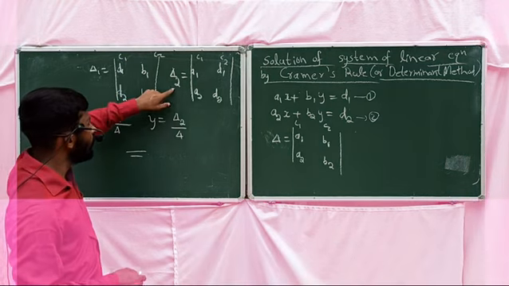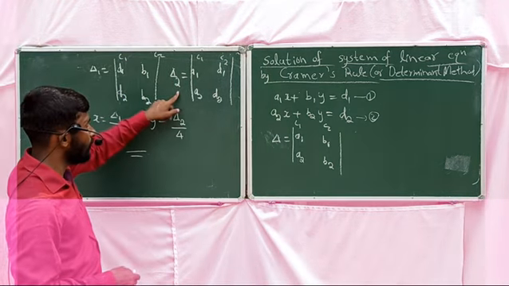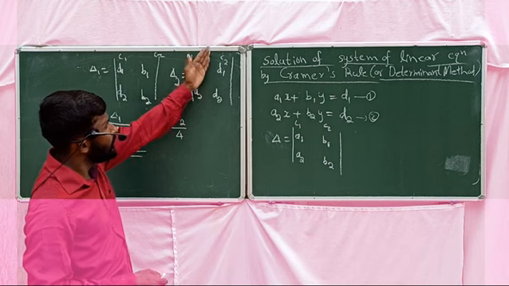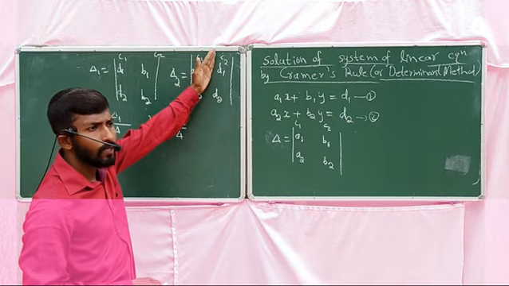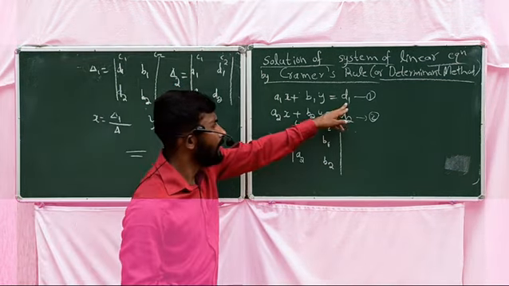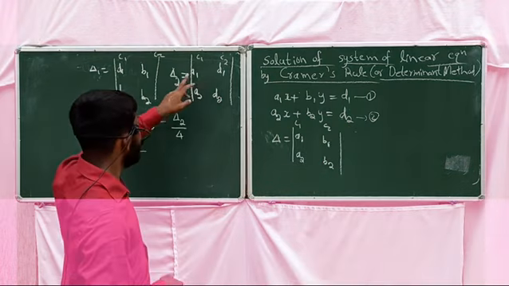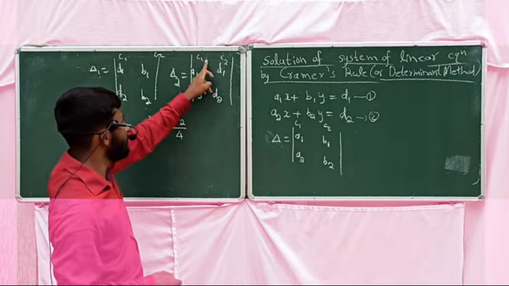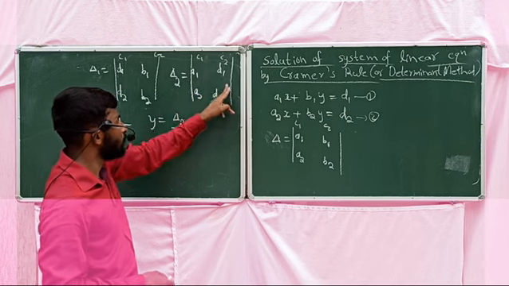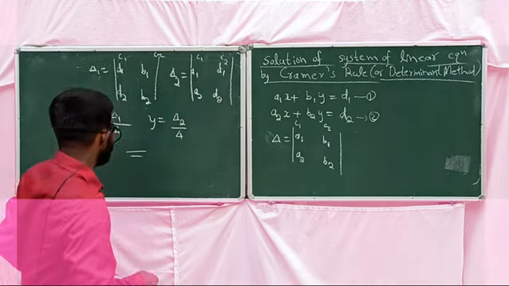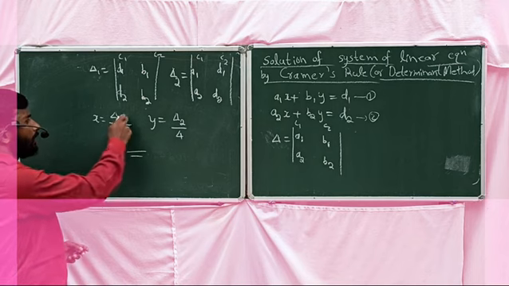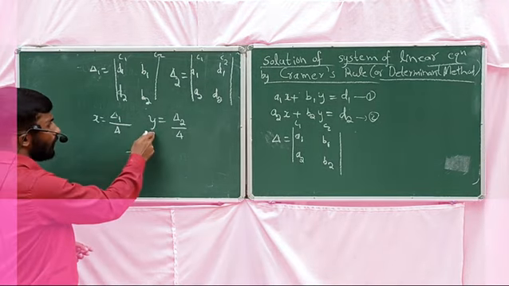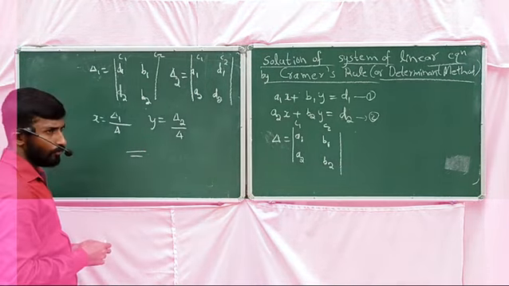Find one more value, delta 2, which is obtained by replacing column 2, that means the coefficients of y, by d1 and d2. So delta 2 is a1, a2, the coefficients of x, which remain the same. You need to change column 2, that is d1, d2. Then the x value is given by delta 1 by delta and the y value is given by delta 2 by delta.